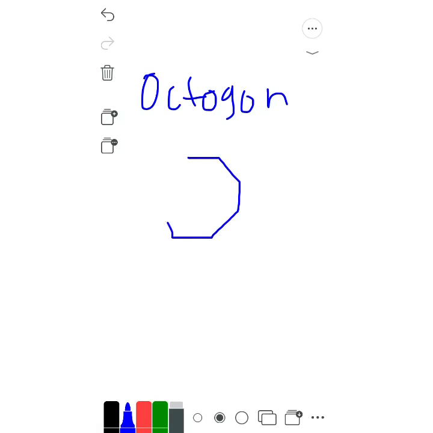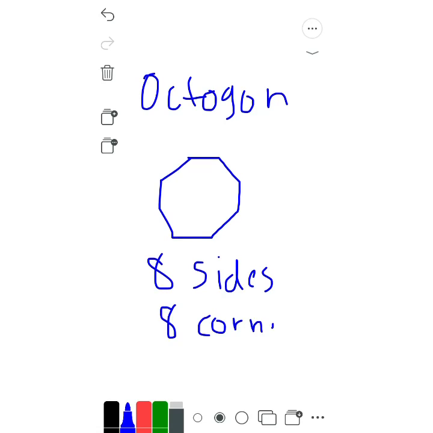So next up is octagon. As you see, an octagon looks like a stop sign. It has 8 sides and 8 corners, so it's a closed figure. It's also classified as a polygon.